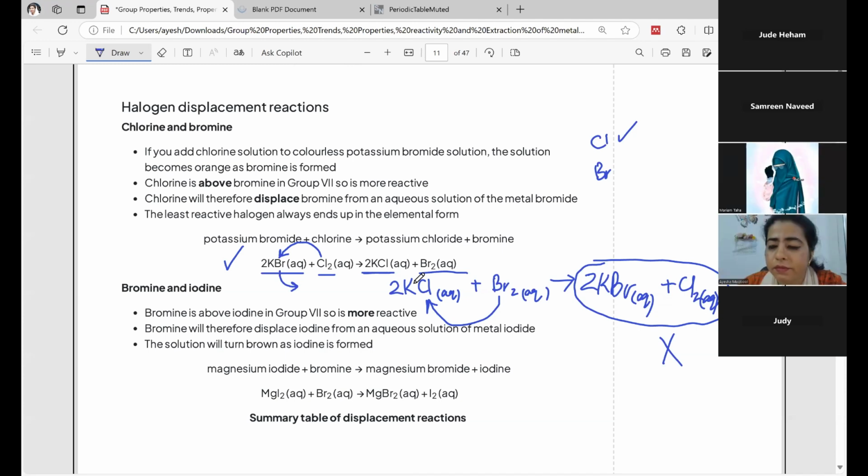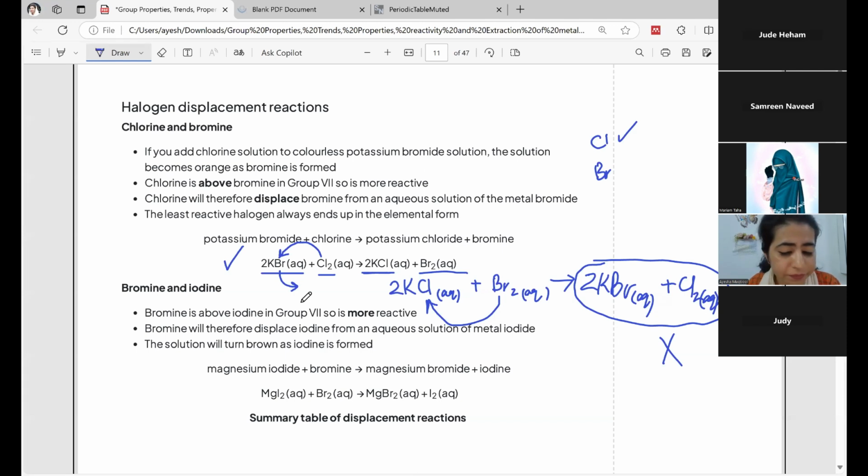Miss, bromine is like Br, right? So why is K there? K is there because we are taking its aqueous solution. See, if we want to replace it, it means we have to take it in the form of a compound from where we have to replace.